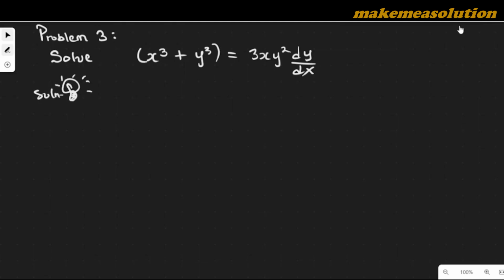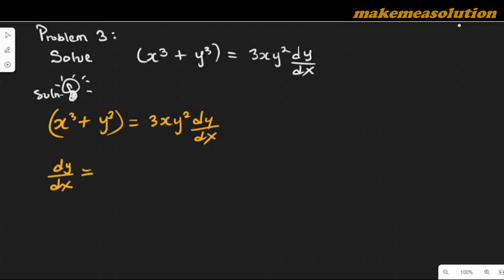So for this one, let me use another interactive ink over here so that we can go about it together. We have x cubed plus y cubed is equal to 3xy squared dy by dx. So make dy dx the subject of the formula as usual. So dy dx is going to be equal to x cubed plus y cubed all over 3xy squared.